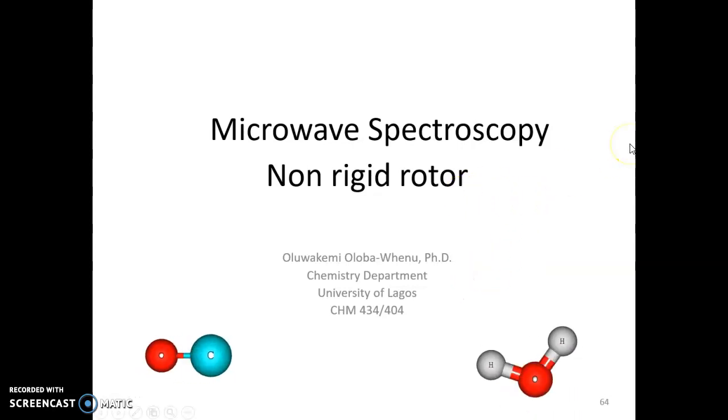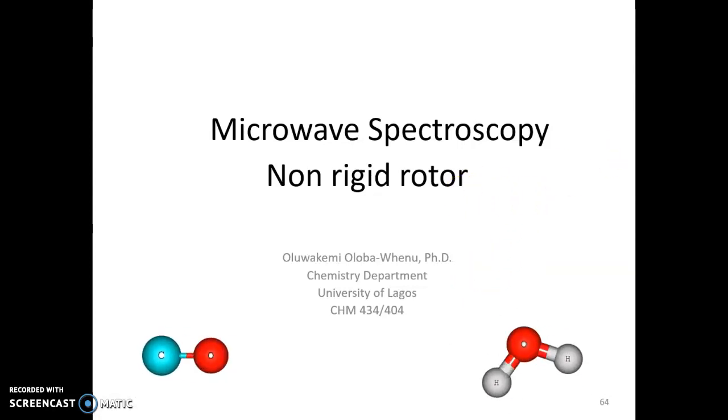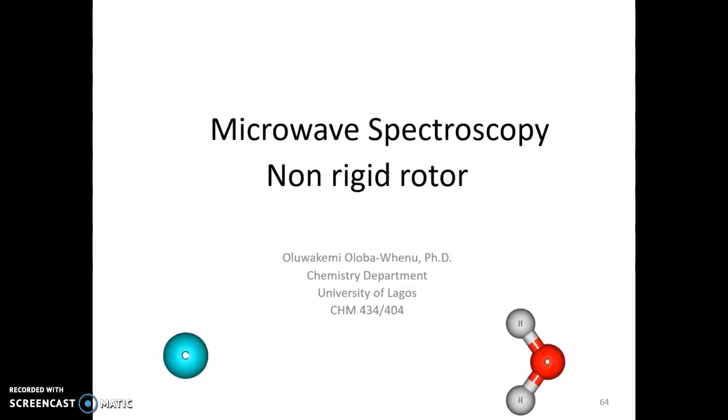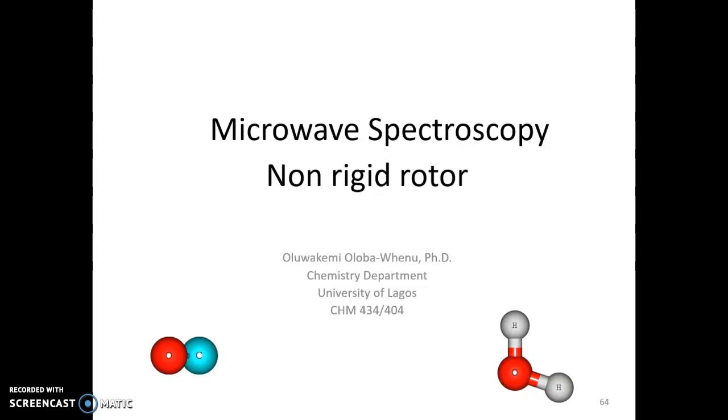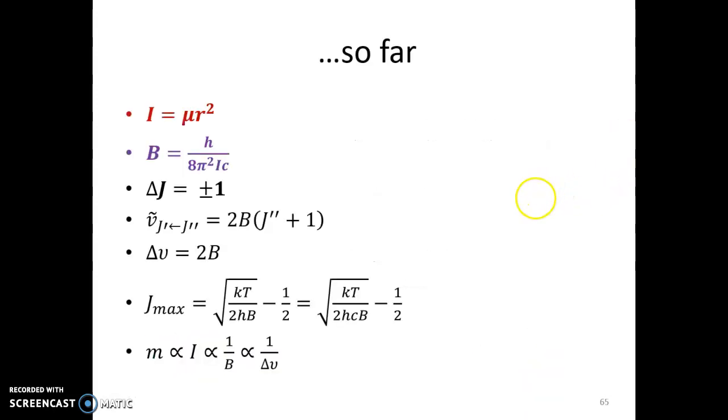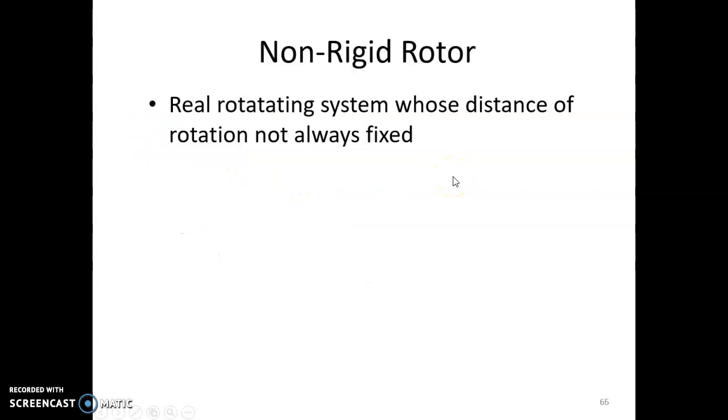So we continue our lecture series on microwave spectroscopy. We'll be talking about non-rigid rotors. All that we have been talking about so far has been based on rigid rotors, and it's based on the rigid rotor approximation, the spacing especially. But now we're going to talk about non-rigid rotors.